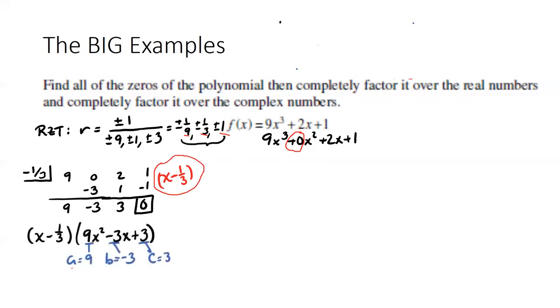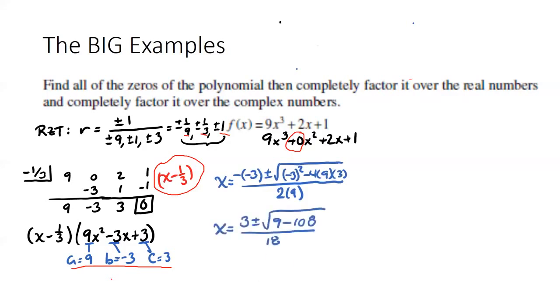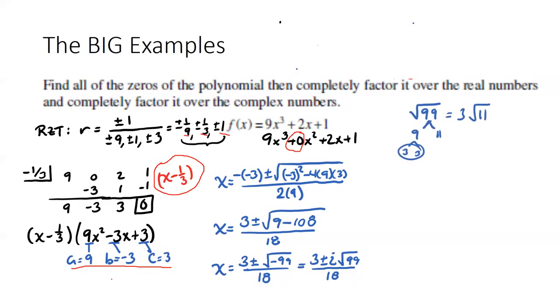And then I'm left with these guys here. So I'm left with the 9, the -3, and the 3. So now I'm going to use the quadratic formula. And we get 3 plus or minus the square root of -99 over 18. Ooh. Let's simplify that square root of 99. So I get 3 plus or minus i square root of 99 over 18. Now we'll reduce that radical. I'll leave that to you all, but that's going to be a 3 square root of 11. And so then I get 3 plus or minus 3i square root of 11 over 18.